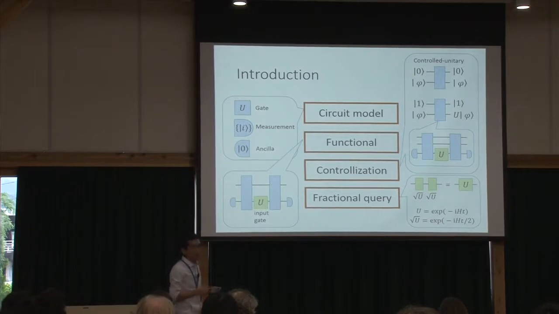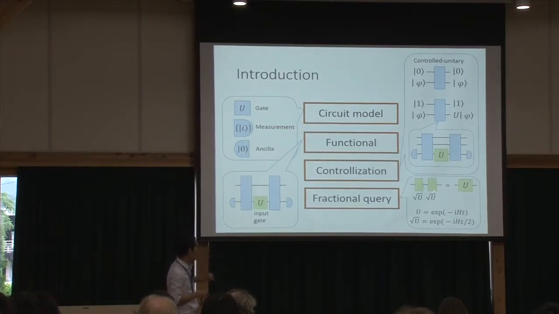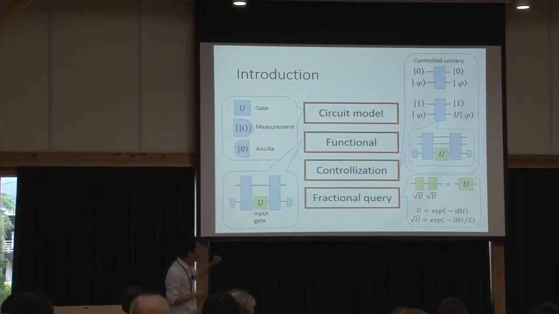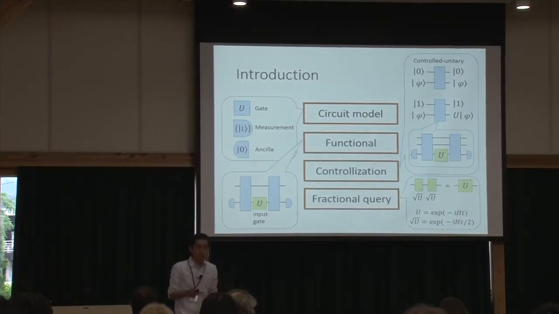Here is just one example of such a unitary. It's a half query, and it's half. So if you apply it twice, it gives you back the original unitary. Now this is motivated by when you consider, for example, quantum simulations.